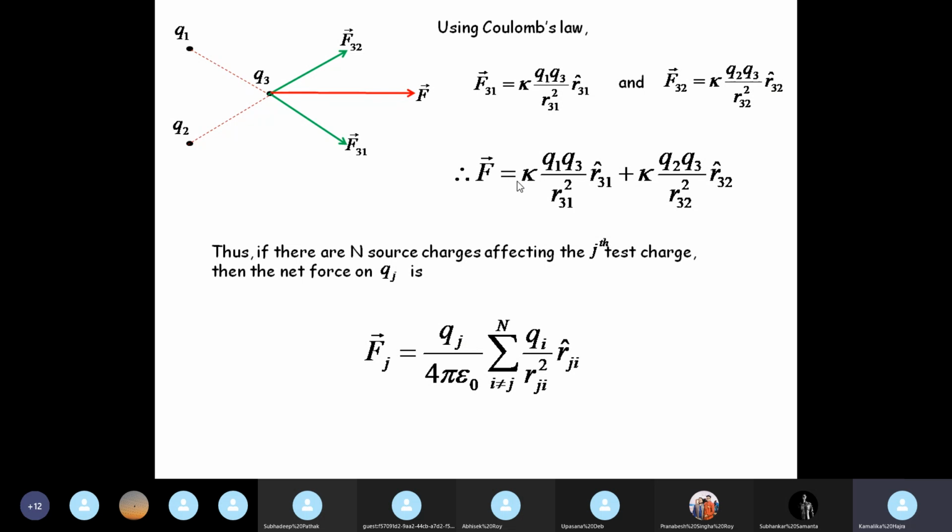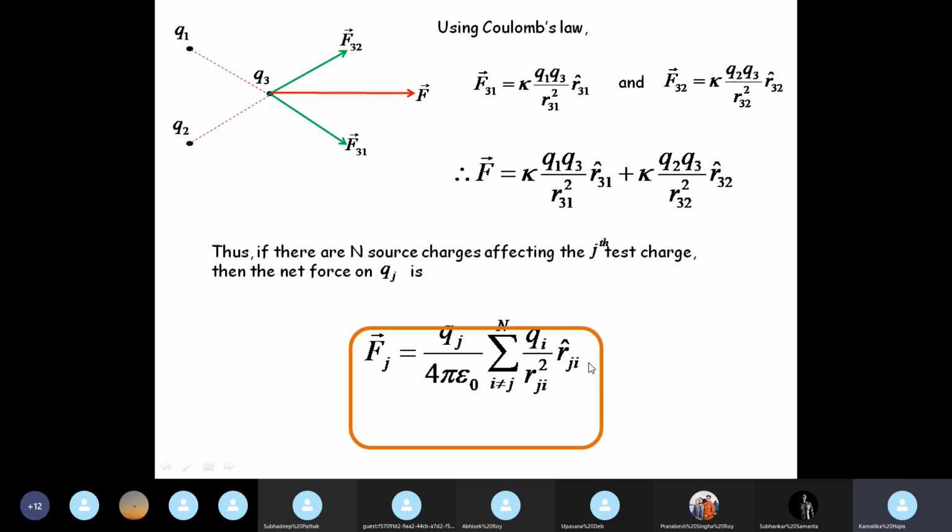Kappa is there, so you can take kappa out common. So kappa is, we know, 1 by 4 pi epsilon naught. So Qj by 4 pi epsilon naught, summation i equal to 1 to n, but remember i not equal to j, because Qj cannot exert a force on Qj. It has to be on any charge other than Qj. Only charges which do not have the subscript j will exert a force on Qj, which is why I have given this i not equal to j. Okay, Qi by Rji square, Rji vector.